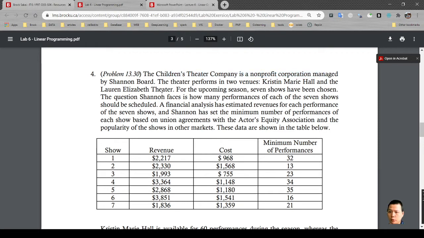They want to perform in two different venues, as Christine Marie Hall and Lauren Ellsworth's theater. Two locations. For the current season, they have chosen to manage seven shows. They have seven different products, which are shows and a schedule. And the financial performance is shown in the table.